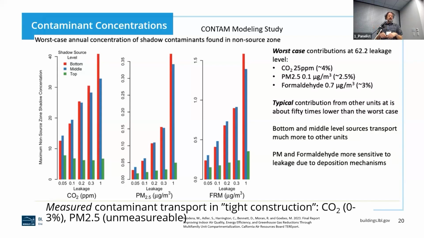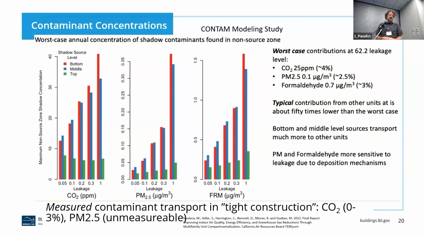The green bars are, what if we release something at the top of the building? So if you're in the top unit and you release something, where does it go? It turns out we don't get much of that in the rest of the building. It leaves. If you are releasing the contaminant from a unit at the bottom, that's the red lines, or somewhere in the middle, those are the blue lines, we get a lot more contaminant transport. Going from left to right, we're also changing the leakage, going from tight to leaky. The current ASHRAE standard is the bar in the middle of those three, just for some sort of a reference.